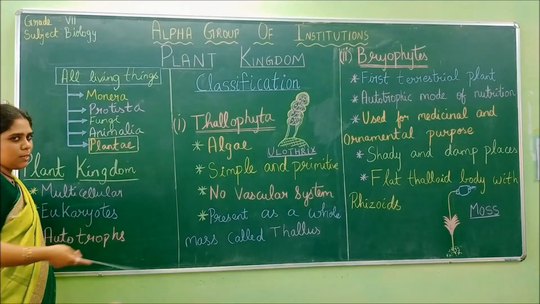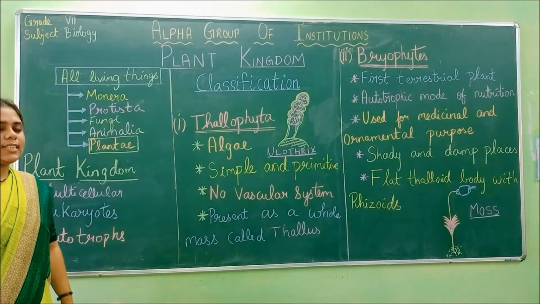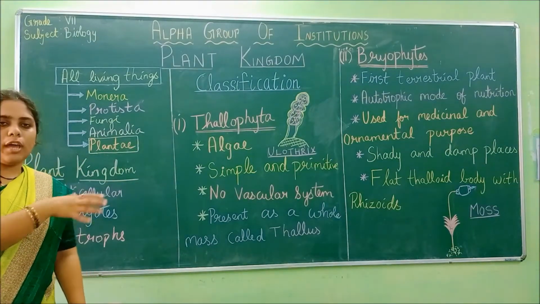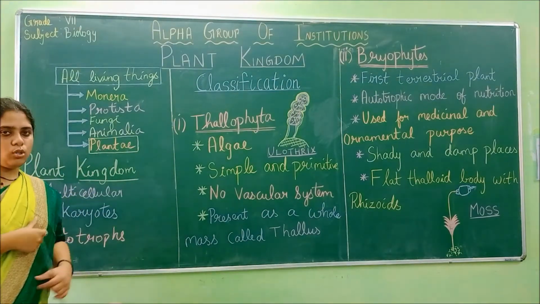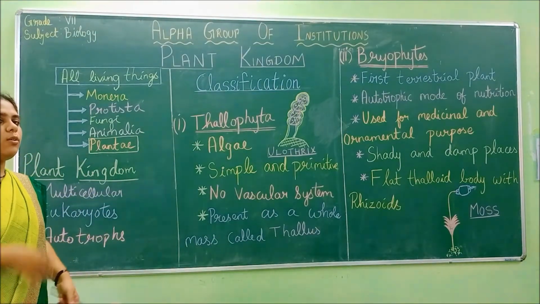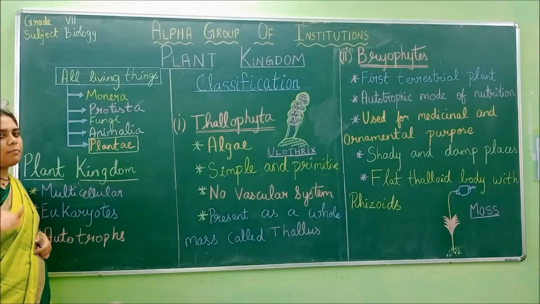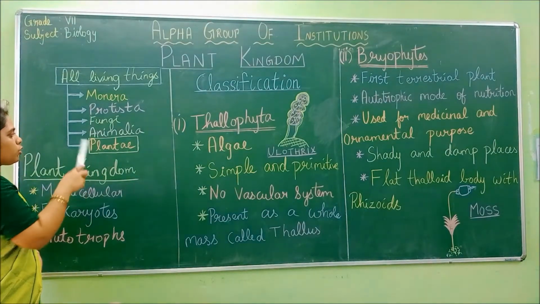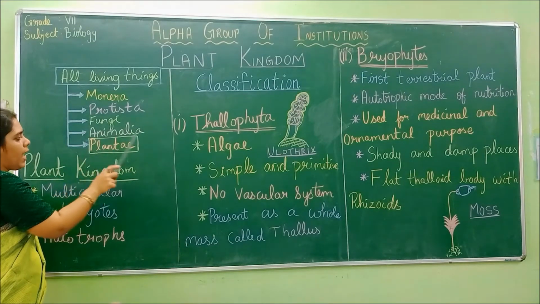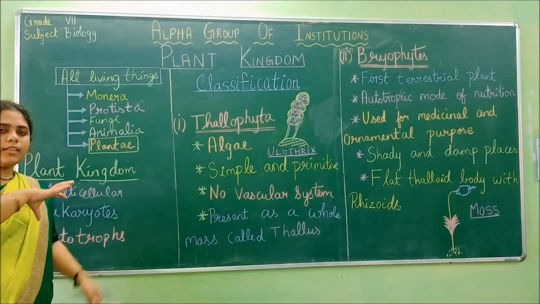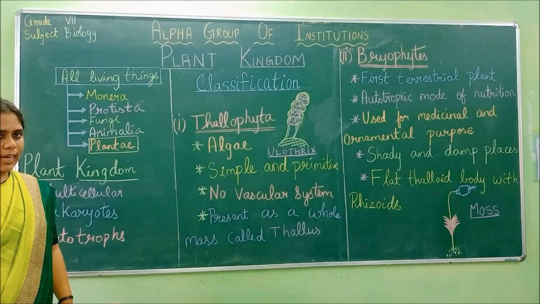All the animals, the dogs, cats, lion, tiger, everything will be put in Animalia. They have holozoic type of nutrition. They depend on other animals and plants for nutrition, so they are put under one category. And finally Plantae, that is the plants. All the plants are put under one category.